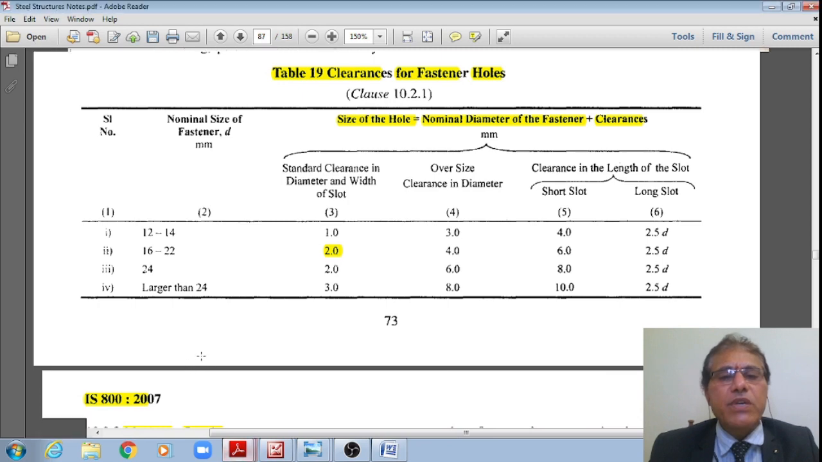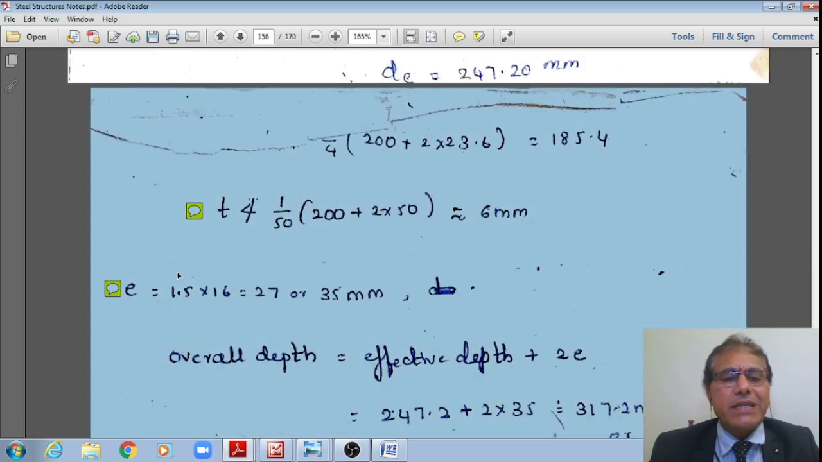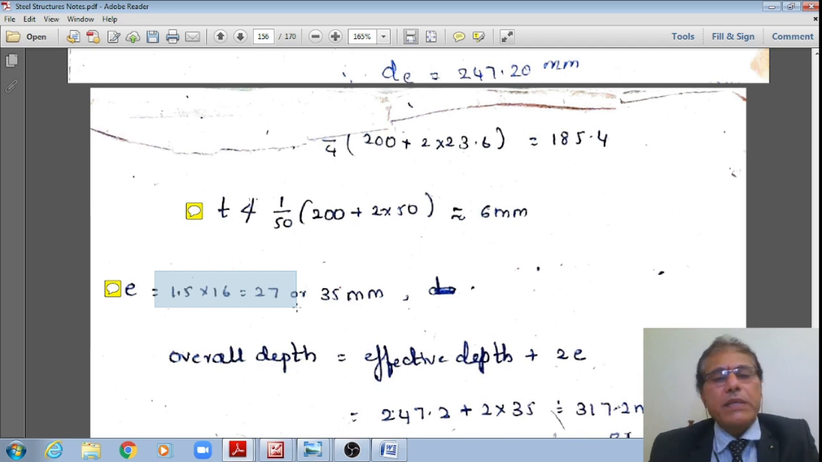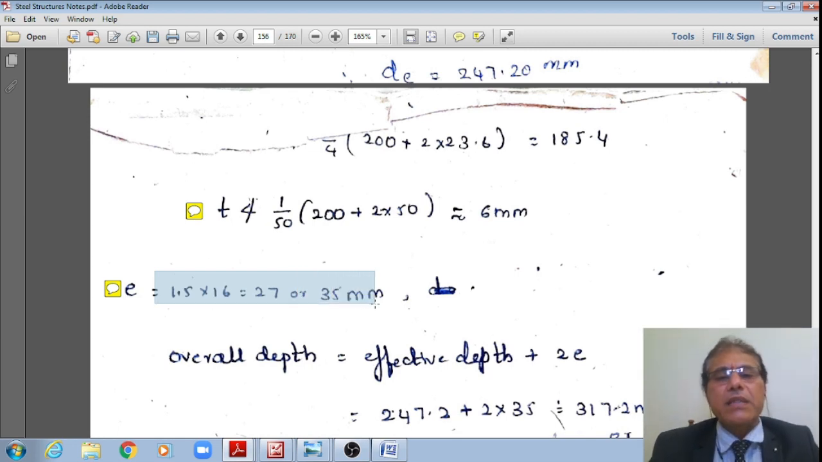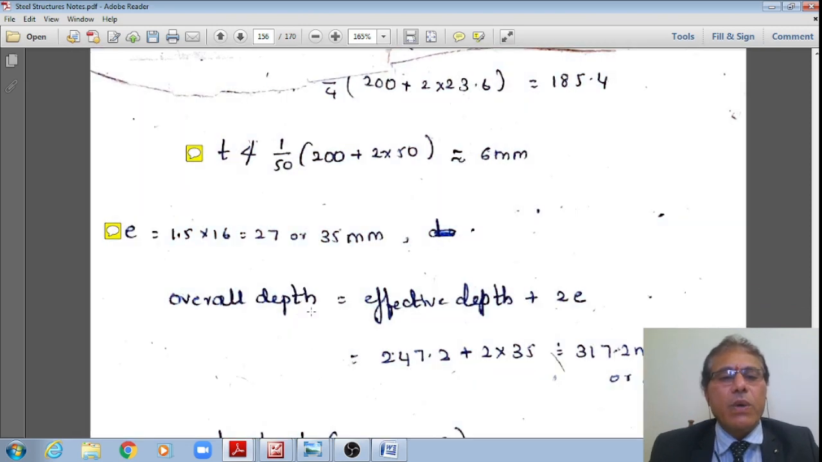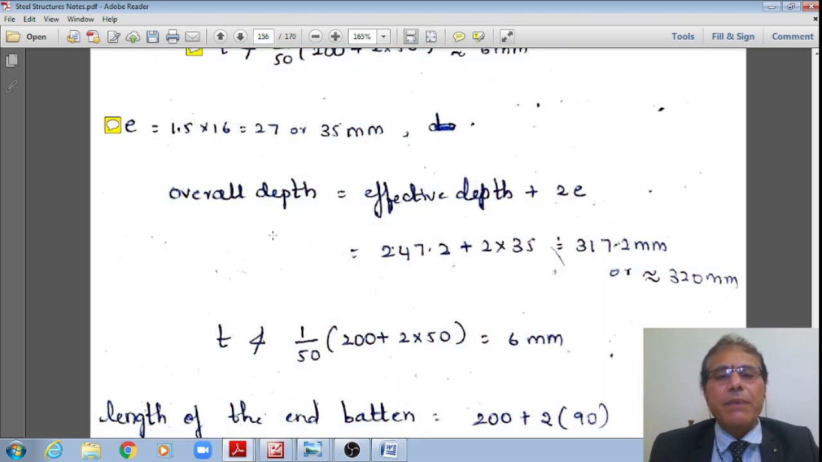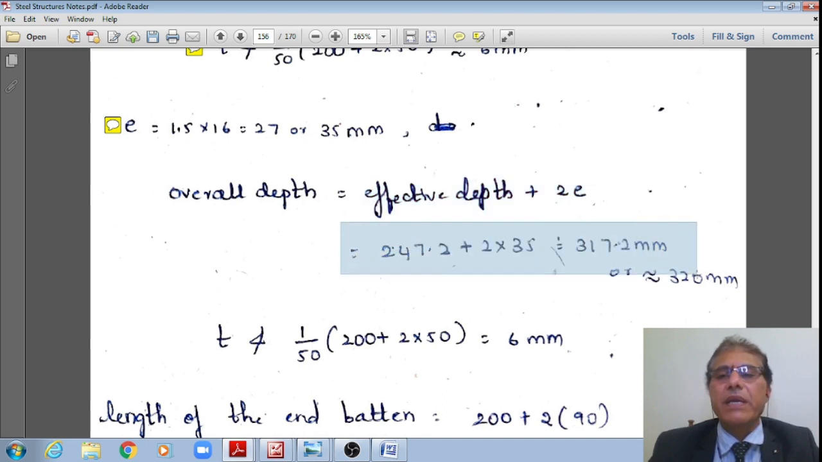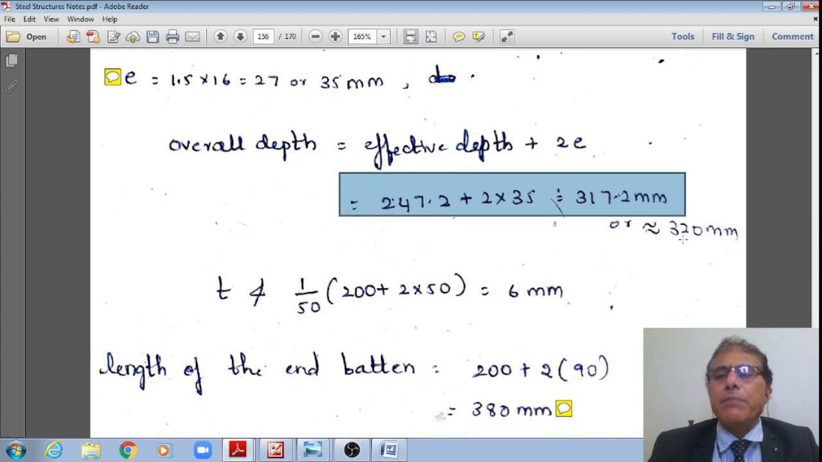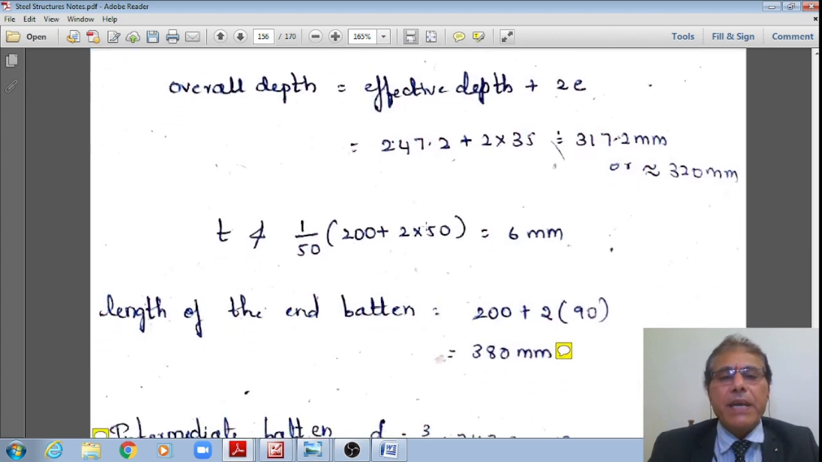Once we examine these codal specifications, students, let us see. End distance is equal to 1.5 multiplied by the hole diameter, assuming the bolt diameter as 16 mm, so it works out to 27, but not less than, say, 35 mm. Once I fix the edge distance, the overall depth is equal to the effective depth plus one edge distance at the top as well as one at the bottom. Therefore, that works out to 2 times edge distance plus 70.